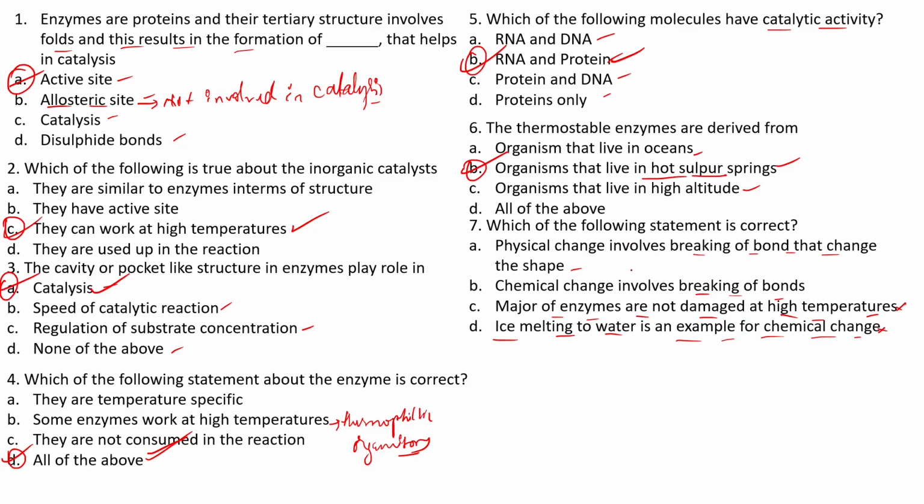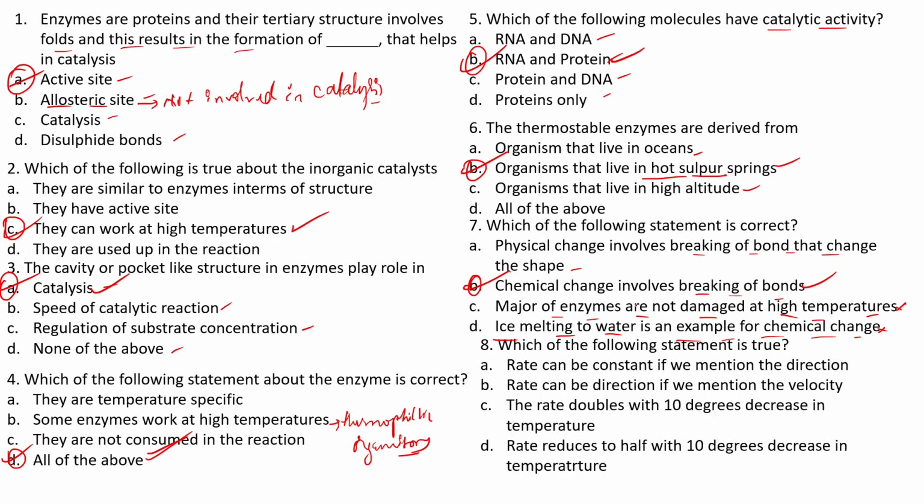And chemical change mainly involves the breaking of bonds. Exactly, that is the correct statement. And physical change involves breaking of bond that changes the shape? No, it involves a change in the state, from one state to another state, from one matter to another matter, but there is no change or breaking of the bonds.